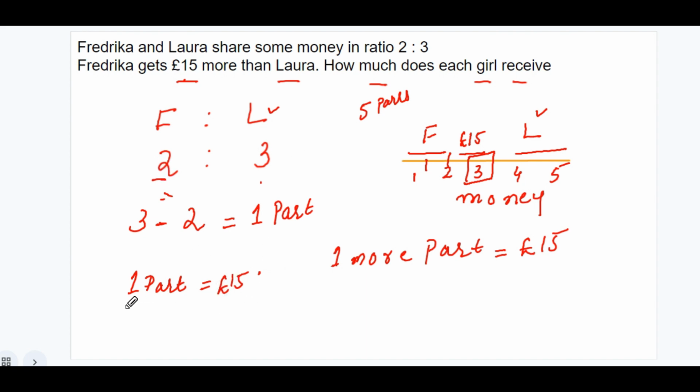When you know the amount of one part, you can find any number of parts you want. So Federica needs 2 parts, she will be given 2 times 15, that is 30. And Laura has 3 parts, so how much money will she be given? 3 times 15, that equals 45 pounds.